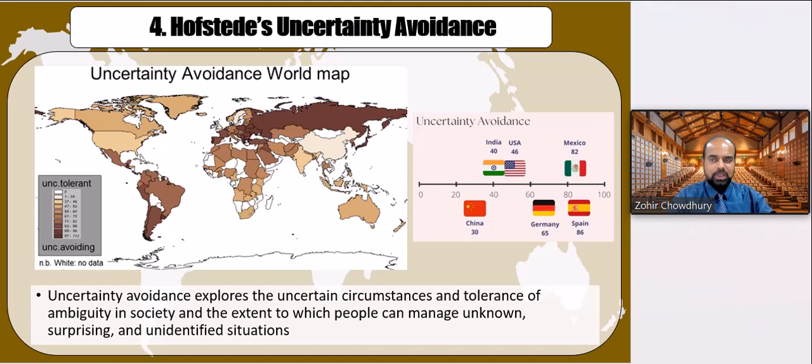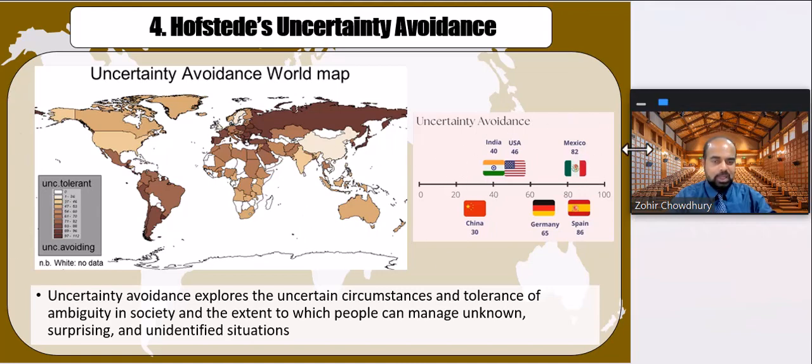The fourth dimension is uncertainty avoidance. Uncertainty avoidance explores tolerance of uncertain circumstances and ambiguity in society, and the extent to which people can manage unknown, surprising, and unidentified situations. Countries with a high uncertainty avoidance index try to minimize risk through strict rules and laws and safety and security measures. Uncertainty-accepting societies typically impose fewer regulations, are more accustomed to ambiguity, and the environment flows more freely.